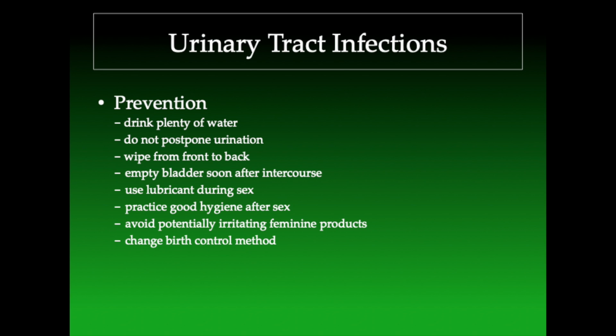Showers help prevent bacteria from entering the urethra and causing a UTI. Baths do not. Avoid potentially irritating feminine products. Deodorant sprays or other feminine products such as douches and powders can irritate the urethra and possibly lead to a UTI. Change your birth control method. Diaphragms or unlubricated or spermicide-treated condoms can all contribute to bacterial growth.